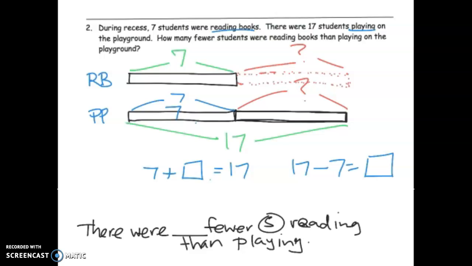And of course we know the answer is 10. But the big thing, parents and teachers, is drawing that tape diagram. Parents and teachers, that's the focus of this lesson.